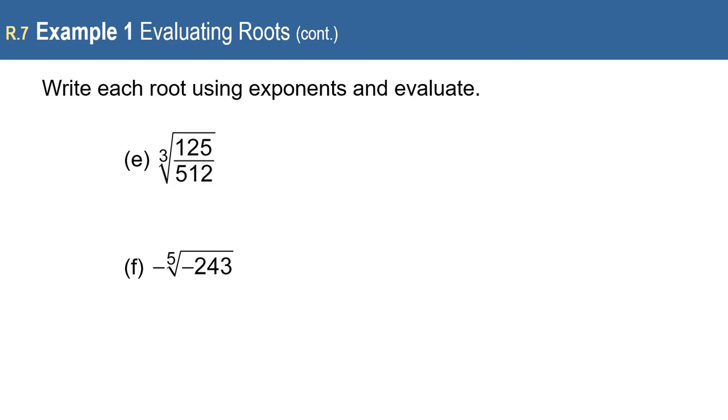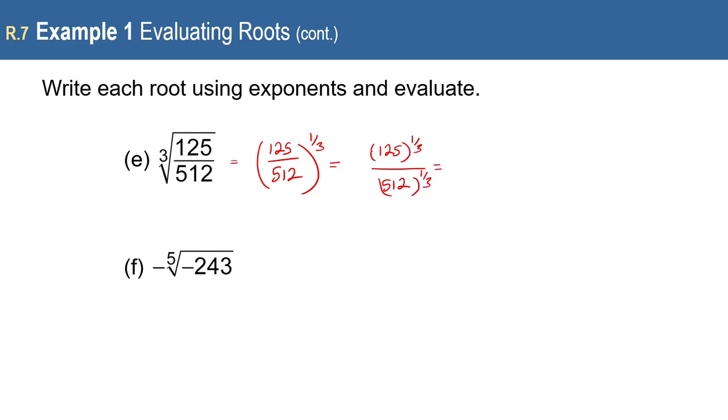Example E, we want to rewrite using exponents and then evaluate this. We're going to use the same formula as before. This is equivalent to 125 over 512 raised to the 1/3 power. Now I could also use the property of exponents. This is equivalent to 125 raised to the 1/3 over 512 raised to the 1/3.